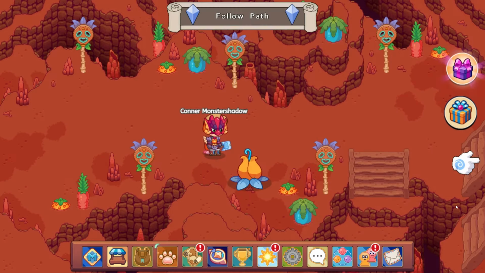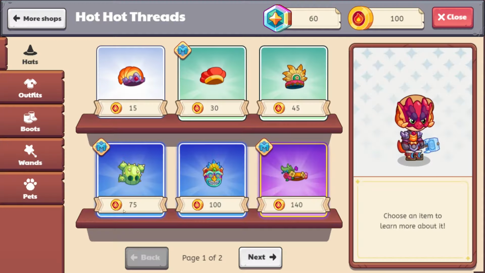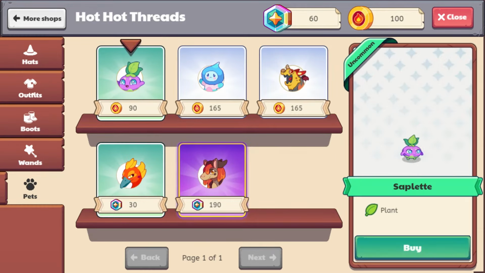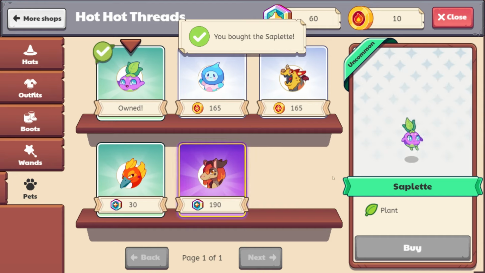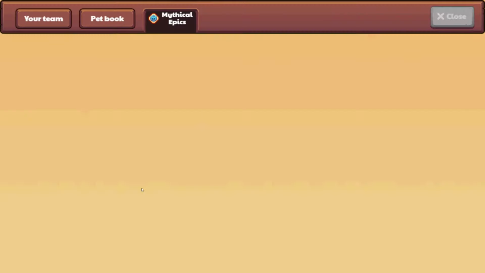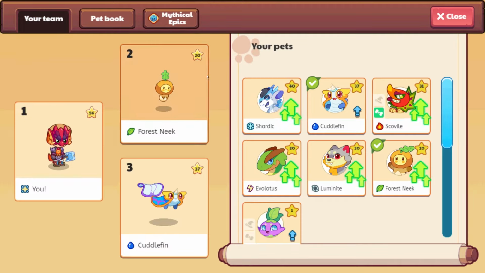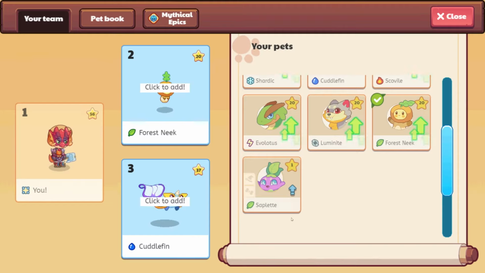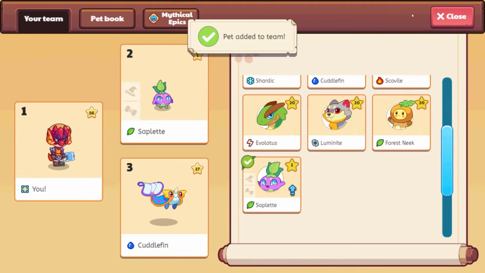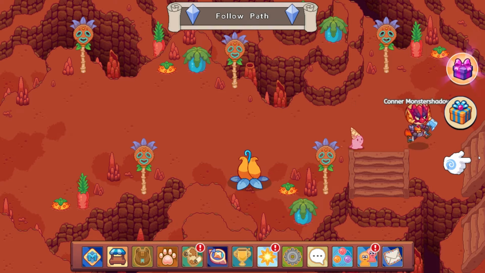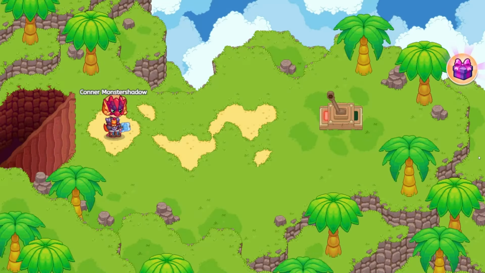Got some more hot hots. Let's see as far as pets. Can we buy a pet here? 90 for Saplet. So let's go ahead and buy Saplet. And then let's see what level Saplet is. Hopefully Saplet is level 1. Saplet is level 1. That's awesome. So we can go ahead and add Saplet here. And then Saplet will continue to level up for us, which will allow us to save our gold for other ventures.